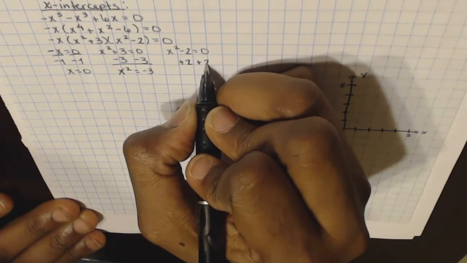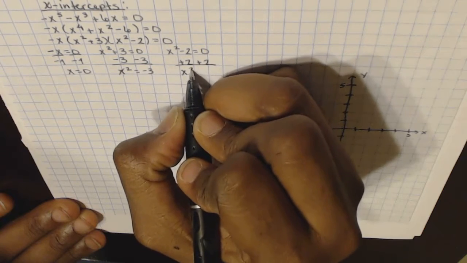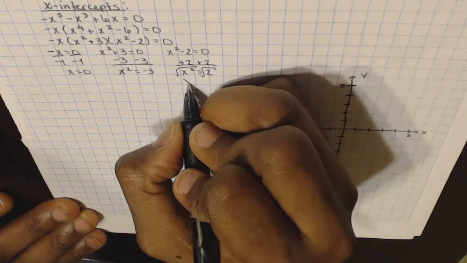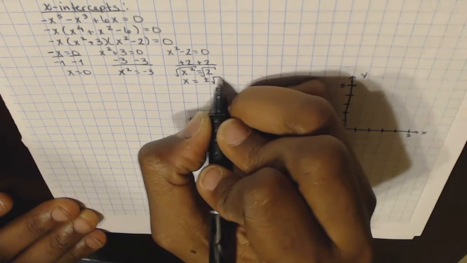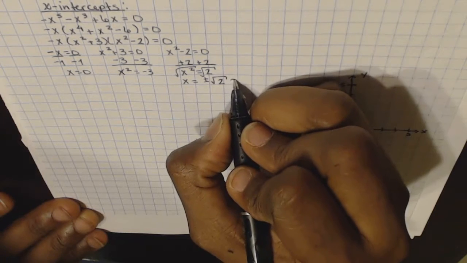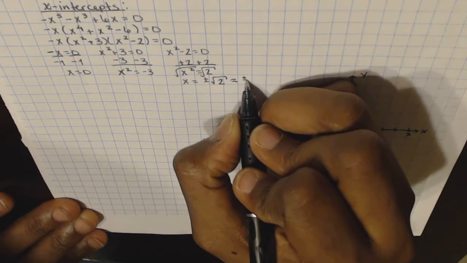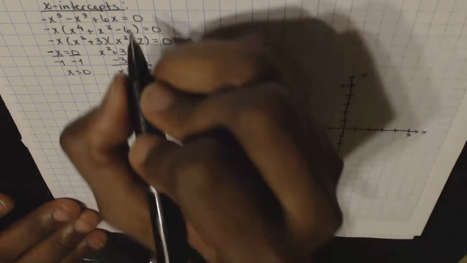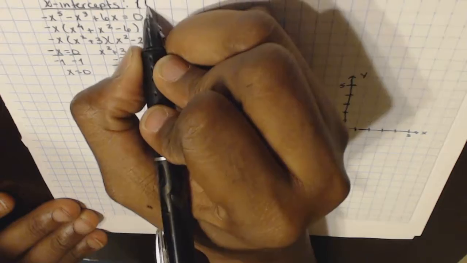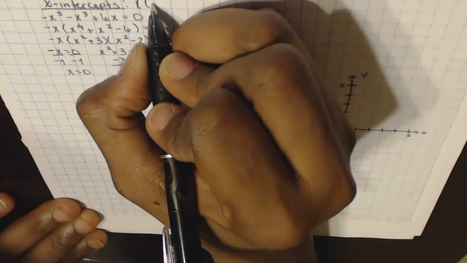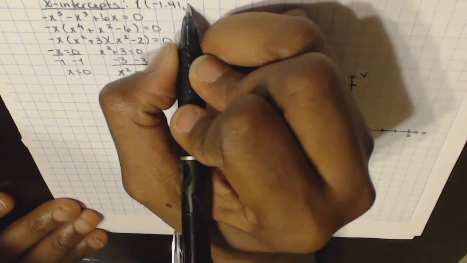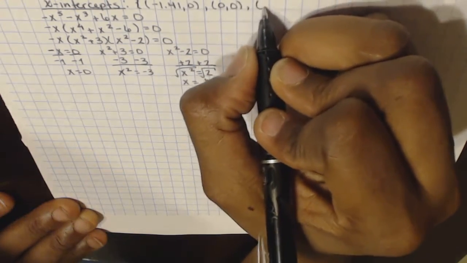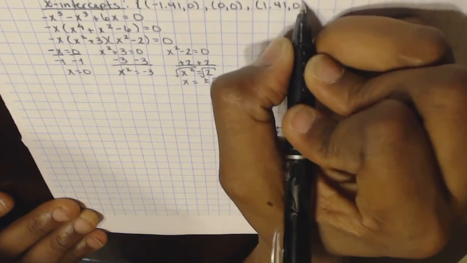I will add 2 to both sides. X squared is equal to 2. Take the square root of both sides. X is equal to plus or minus the square root of 2, or the approximation is plus or minus 1.41. So my x-intercepts will be (-1.41, 0), (0, 0), (1.41, 0).